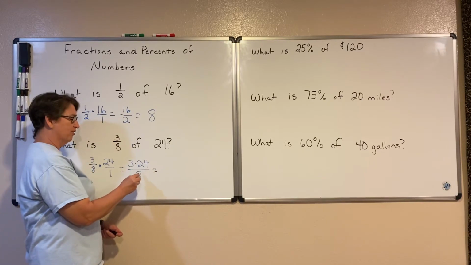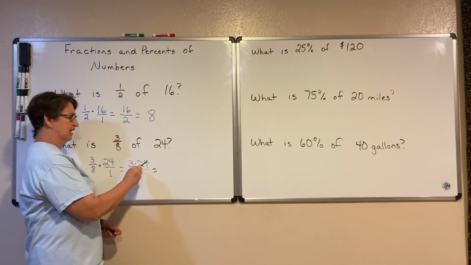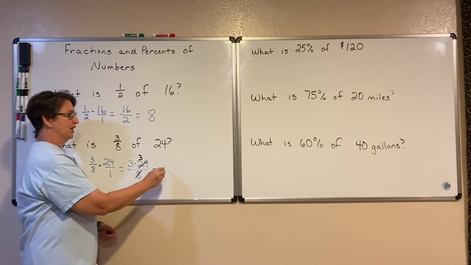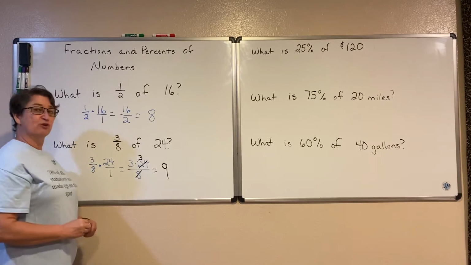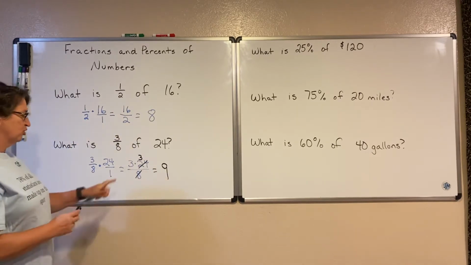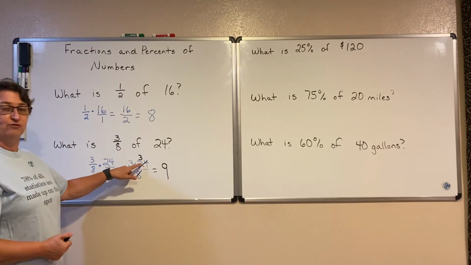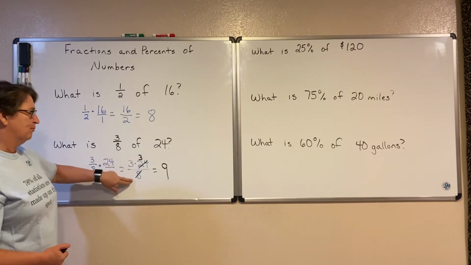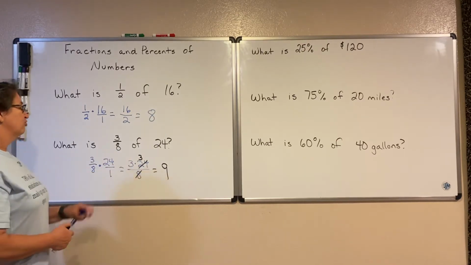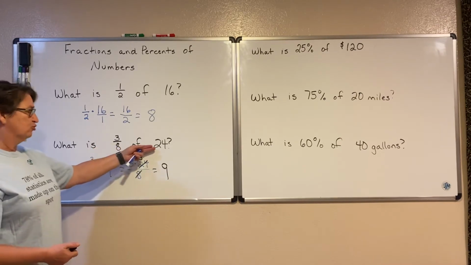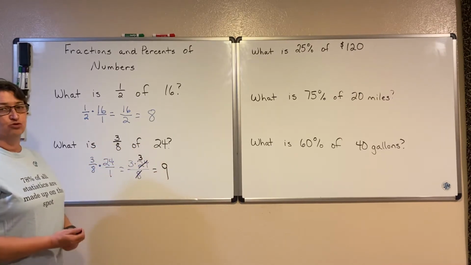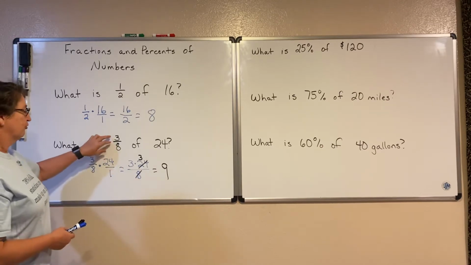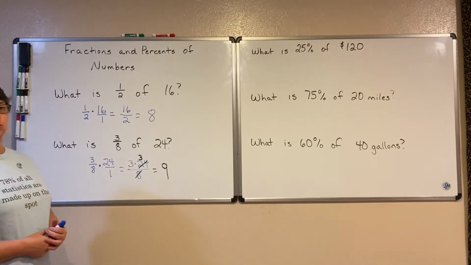So 24 divided by 8 is equal to 3. So I'm really just doing 3 times 3, which is 9. Notice that if you had multiplied first and done 3 times 24, you would have gotten 72 on top. 72 divided by 8 is also 9. So 3/8 of 24 is equal to 9. If I split that into 3/8, then 9 is in each one of those 3/8.